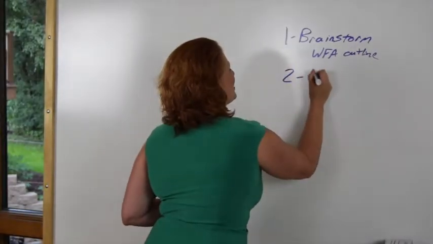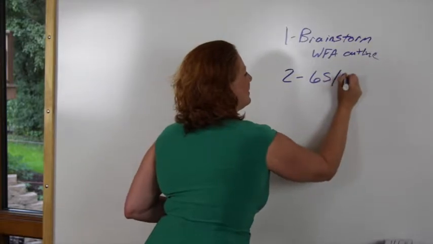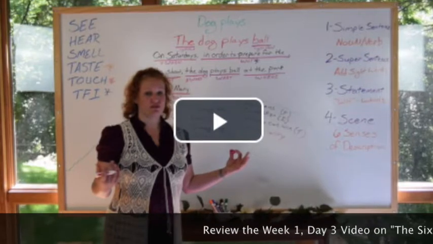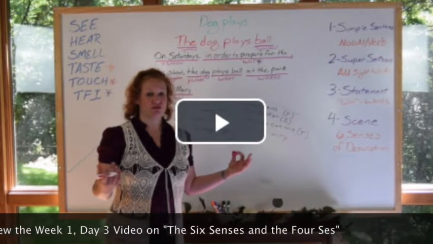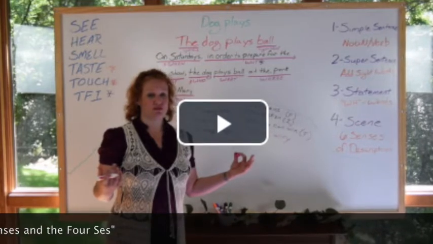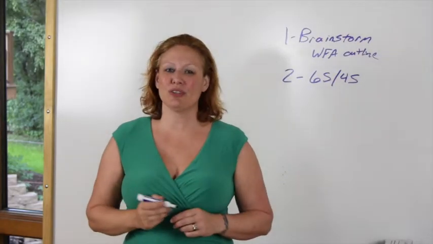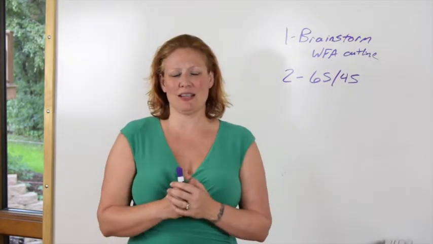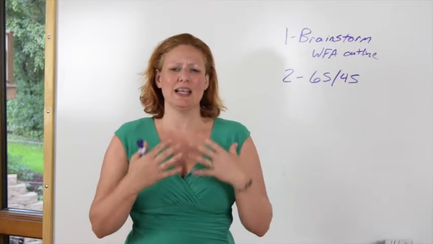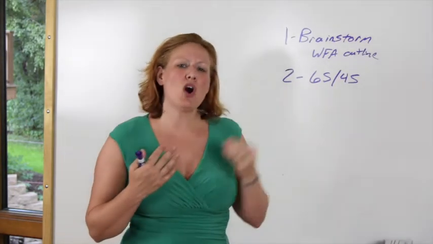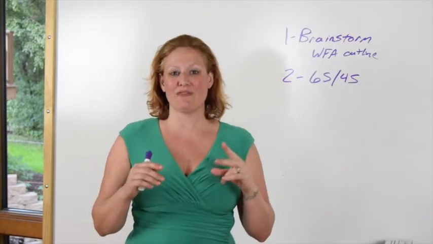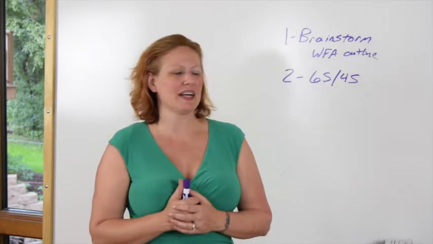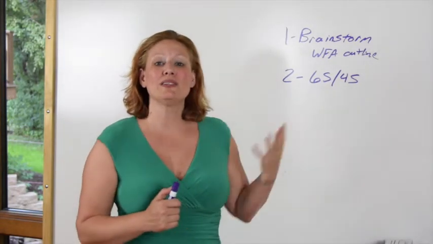Bulk method number 2, 6 senses and 4 S's. Once again, you've learned this. This is where you are going to take and you are going to mix different lengths of sentences to create a nice fluidity to your writing. This is where you're going to pull in all of the senses, including your TFIs. I'm sure you remember TFIs are thoughts, feelings, imaginings. That's one of our words here. So 6S, 4S, you've already learned this.